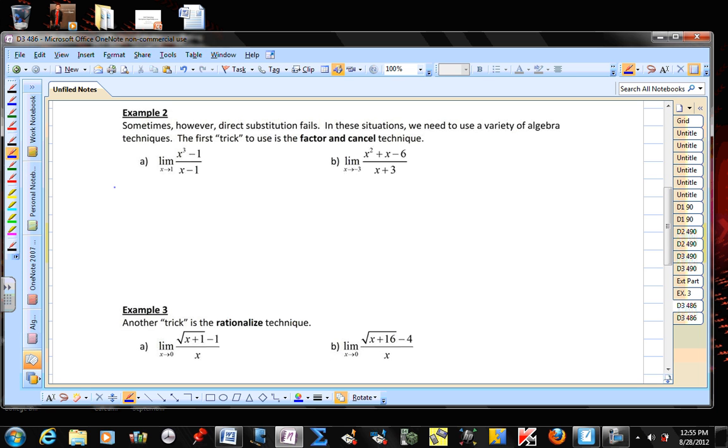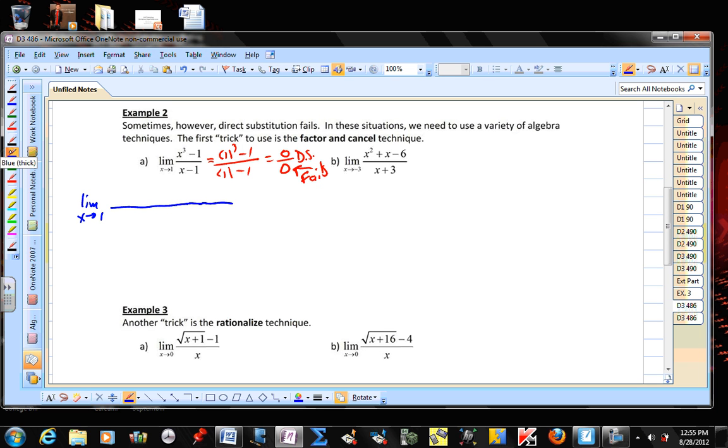Part A, we need to rewrite this limit. Okay, I'm sorry, you don't know that we need to rewrite this yet. Let's try direct substitution. Let's put 1 in place of x. So 1 cubed minus 1 over 1 minus 1 is 0 over 0. This is indeterminate form. Direct substitution fails because we have 0 in the denominator. We cannot divide by 0. So direct substitution fails.